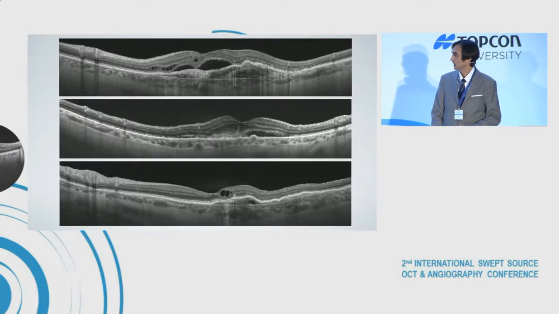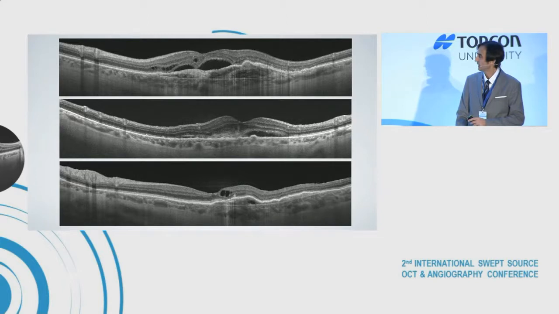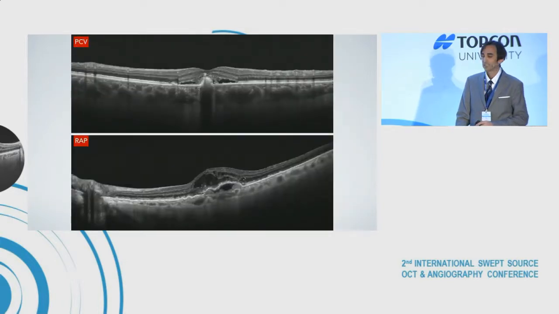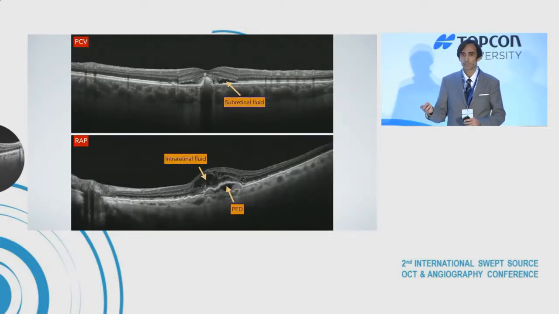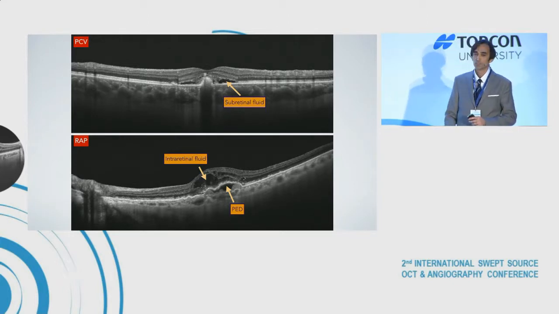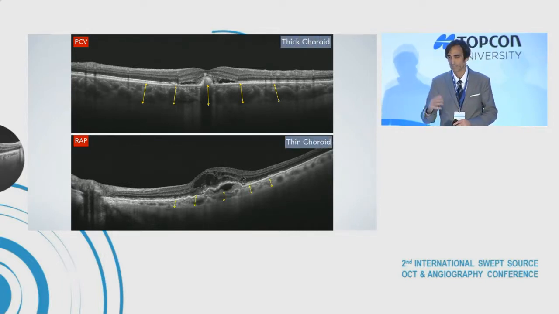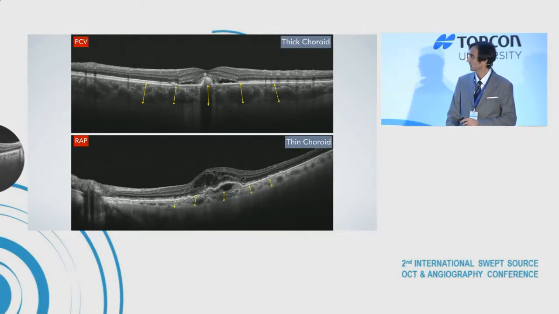With a good common OCT, especially swept source, we can define the type of CNV. It's very well known. We can assess the presence of subretinal fluid, intraretinal fluid, pigment epithelial detachment. These are the main hallmarks to determine the need for retreatment. We can measure as well the choroid. In some cases it's thicker, in others thinner, which is important as well.